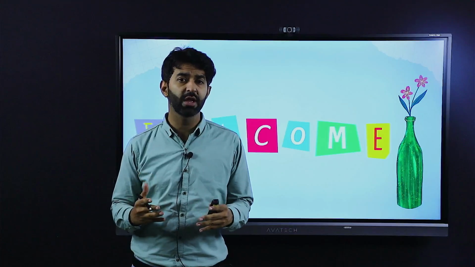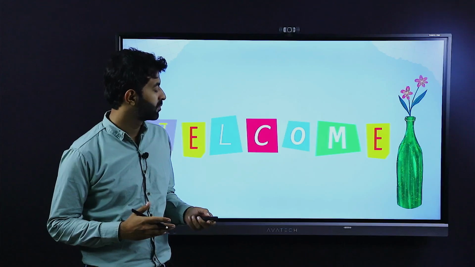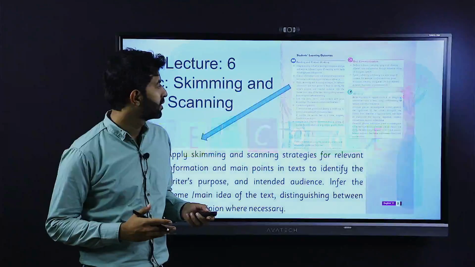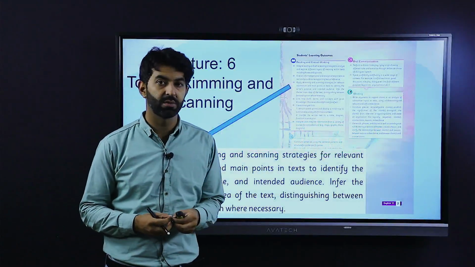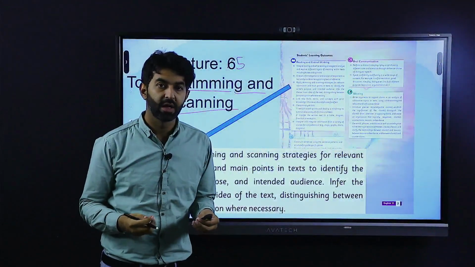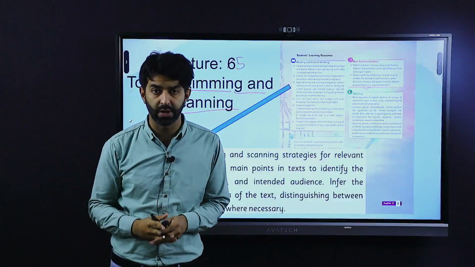I just need your attention for today's video lesson because we are going to cover a student's learning outcome from English 11. Now, this is our lecture number 5, basically, not 6. This is about skimming and scanning. Now, skimming and scanning, as you know, is part of your reading and critical thinking.